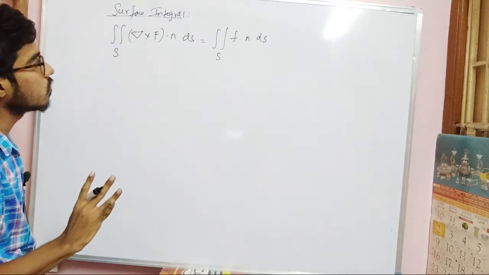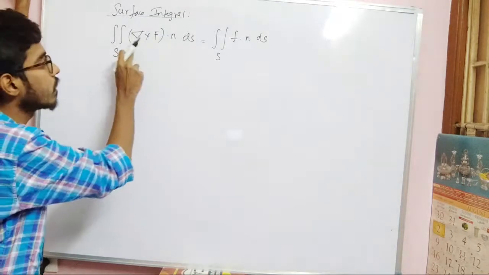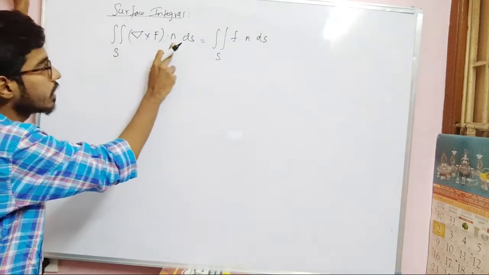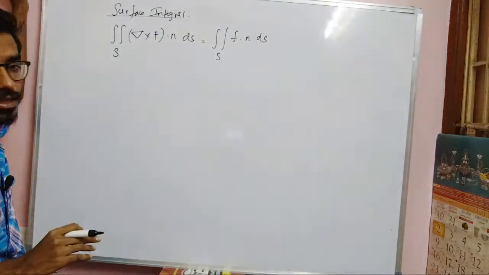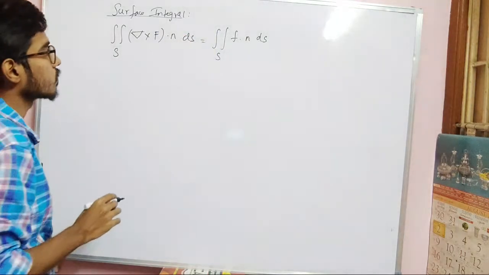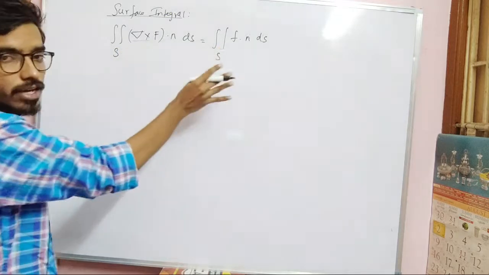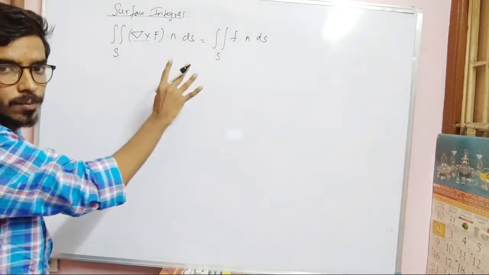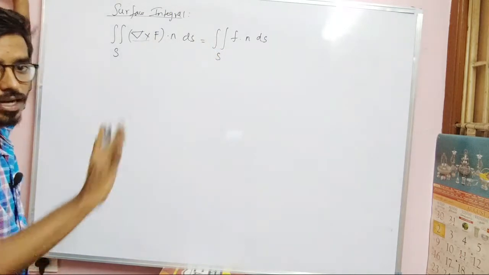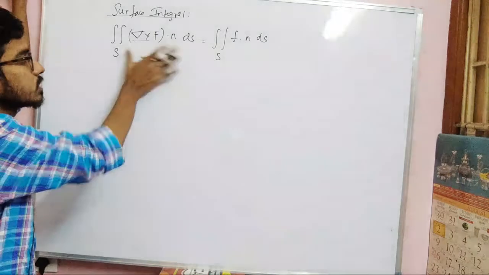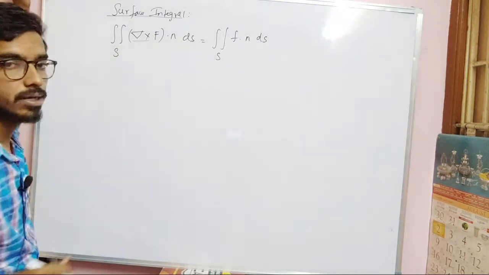Now we need to find 3 things. If they give capital F, we need to find del cross F, then we need to find n, and then we need to find dS, and substitute here. That's it. This is the same as that; you don't need to find LHS and RHS. It is just another way to denote del cross F by small f. It is nothing but the surface integral over S. Now we need to find n and dS.